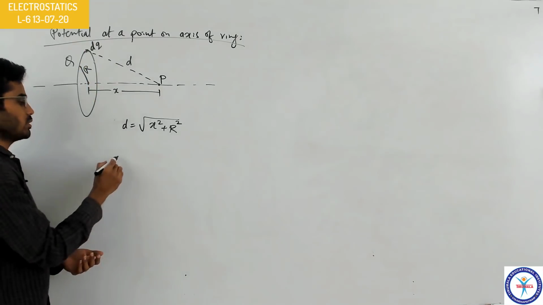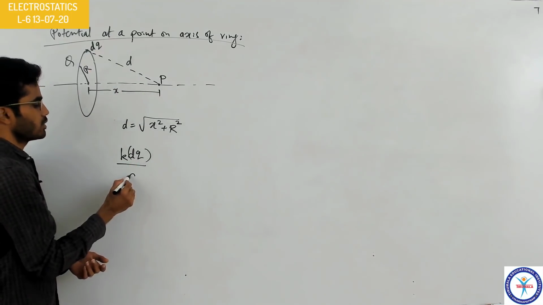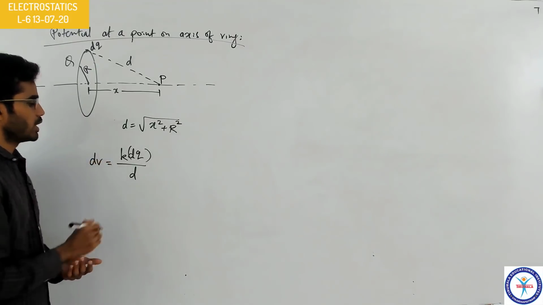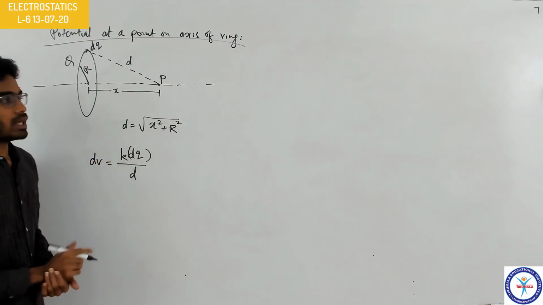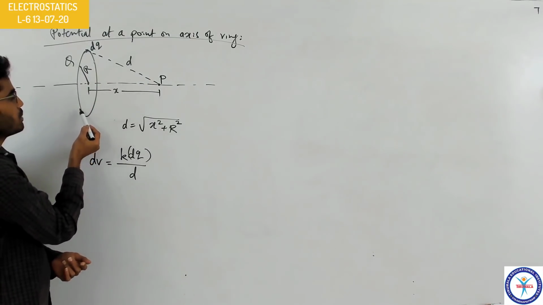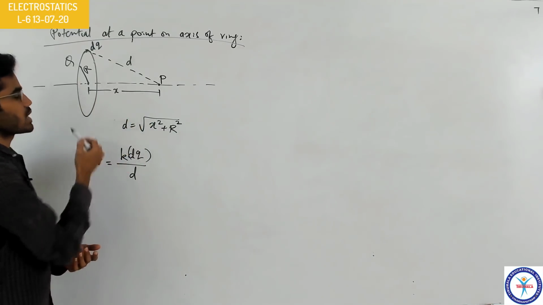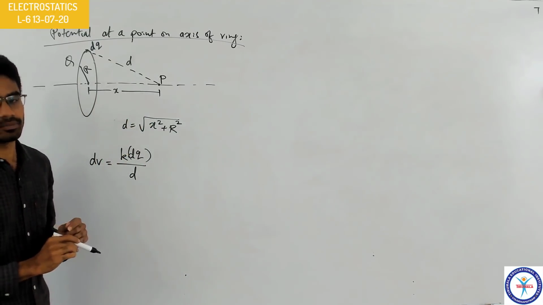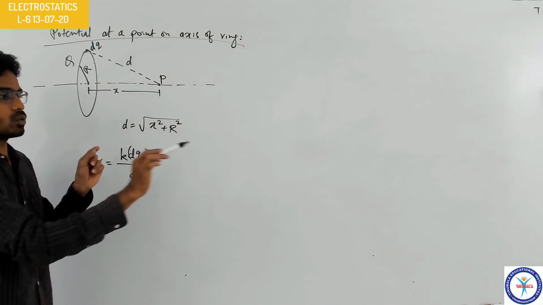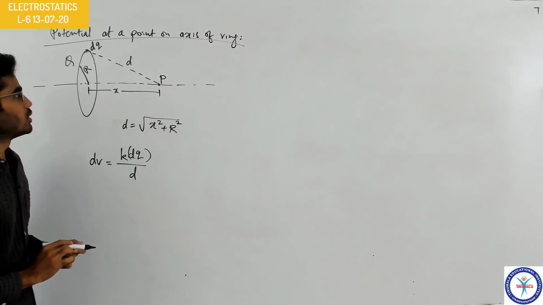Now what is the potential? K q by r, but r is the distance here, it is root over x square plus r square. This is the small potential dV. Now observe, this distance will be the same for any charge on the ring. Any elemental charge you take, the distance will be d, which is root over x square plus r square. You will form a right angle triangle, right? Imagine it in 3D. The distance from any point on the ring to the axial point will be the same. They are symmetrically placed on the circle.